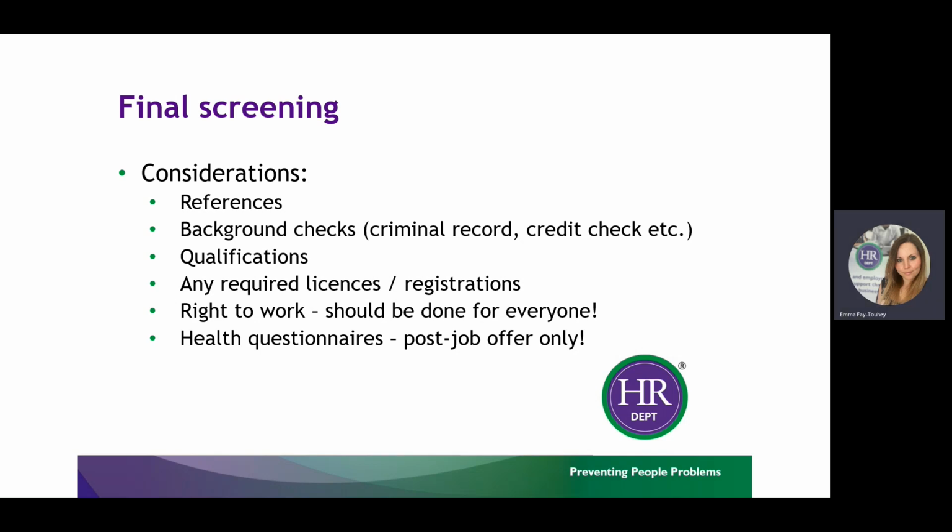You need to do a right to work check. So everybody's offer of employment should be subject to and conditional upon you being able to verify the right to work in the UK. And that should be done for absolutely every candidate.